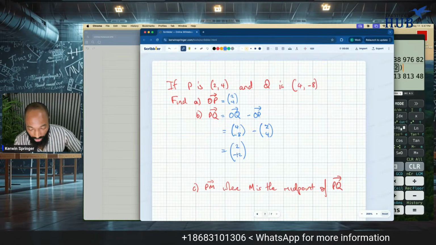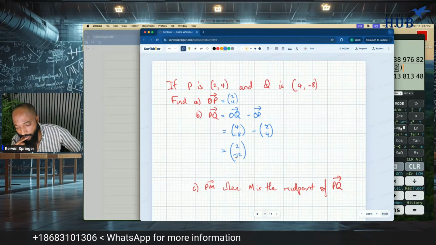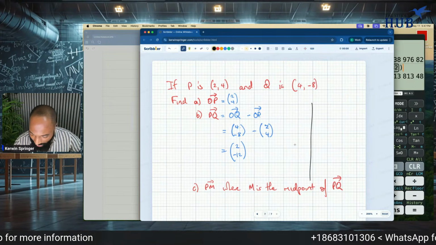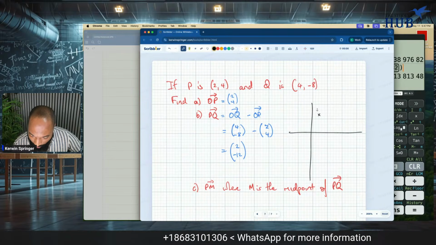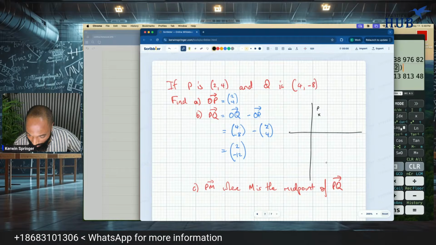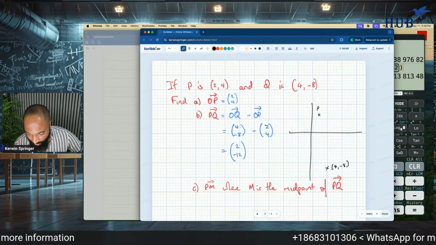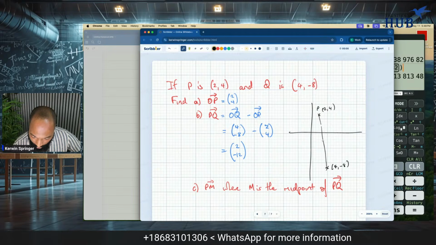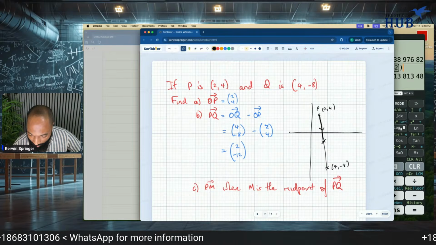Okay? So this is 2, negative 12. Now, how do you get the midpoint? Just to add a little visual to give you an idea what's going on. 2, 4 would be somewhere up here, that is P. And 4, negative 8 would be somewhere like here. And what they're asking for is the midpoint right there. And then they want the value of PM.